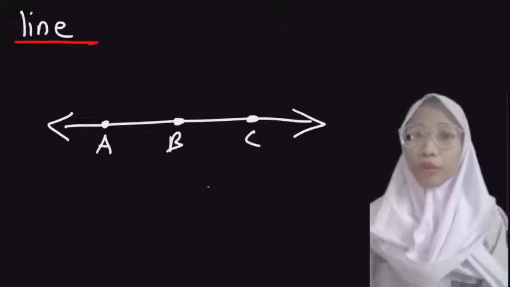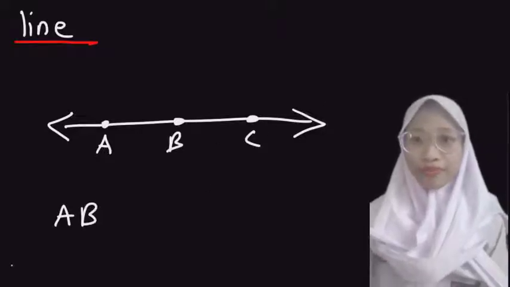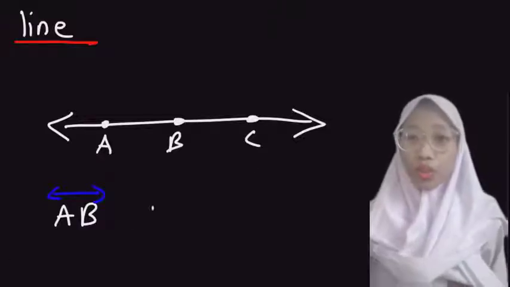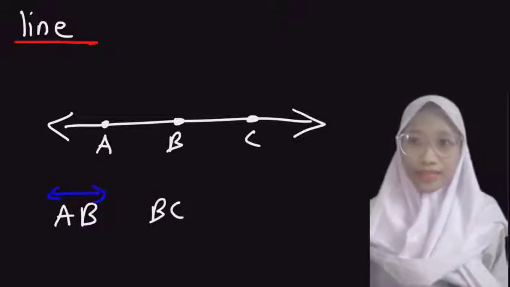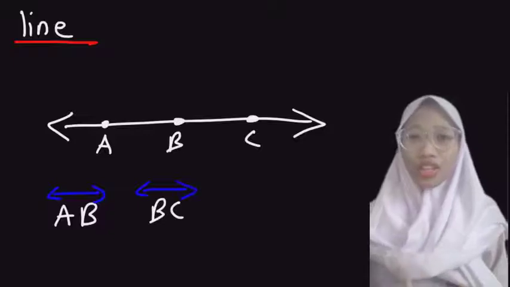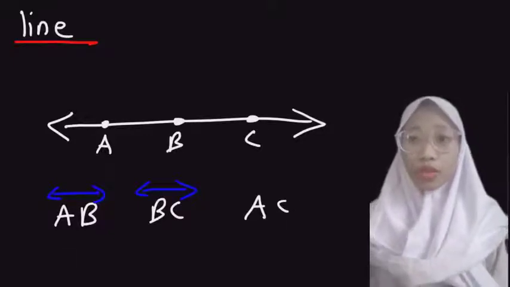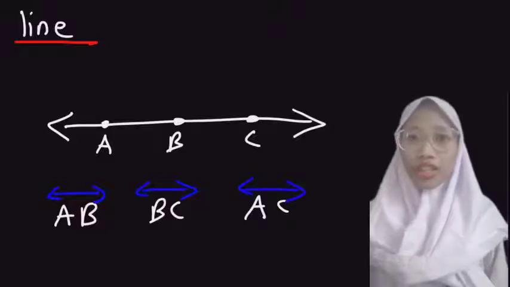Now, let's put some points on this line. We can call this line AB. We could also call it line BC, and we could also call it line AC. So there are many ways in which we can name this particular line.